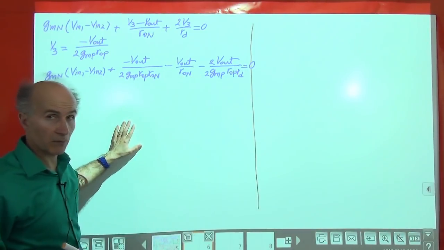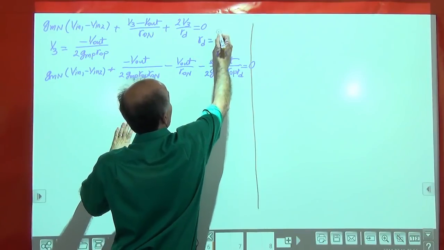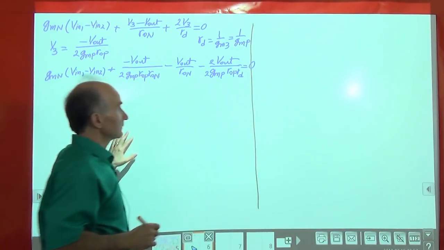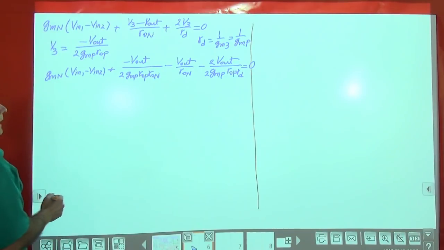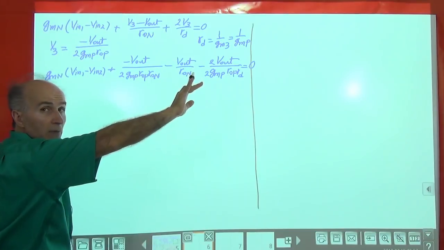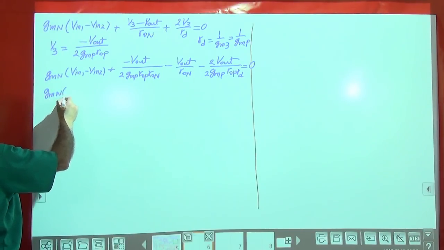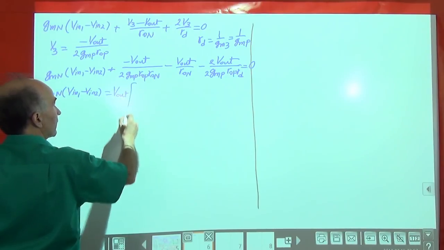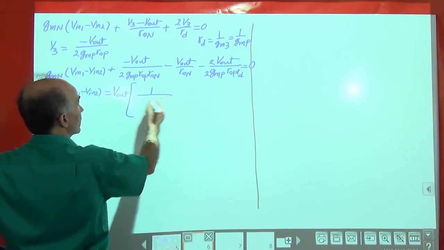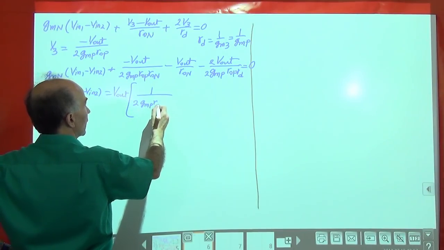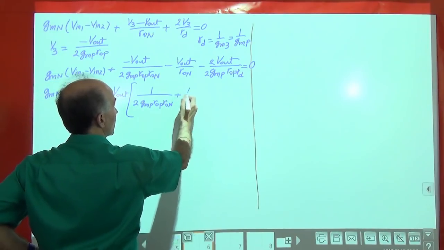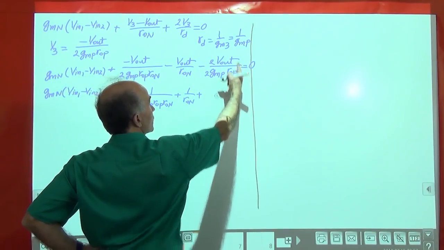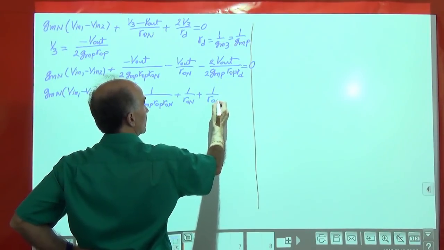Okay, now remember what RD was, right? So RD was 1 over GM3, GM of the diode connected device, which we also call GMP from now on, right? Okay, so let's keep this on this side and take everything else to the other side. So we have GMN times V in 1 minus V in 2 equals V out. And then all of this mess. So we have 1 over 2 GMP ROP RON plus 1 over RON plus this 2 cancels, and this RD, which is 1 over GMP, cancels this. So 1 over ROP.